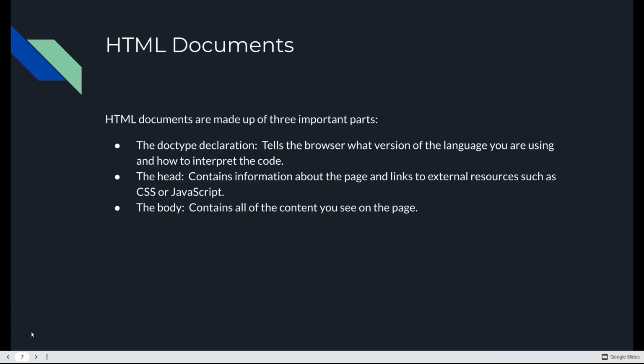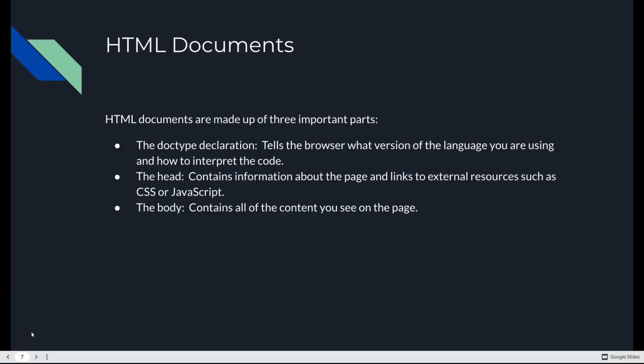Now, HTML documents are made up of 3 important parts. The very first line of your document is the doctype declaration. That tells the browser what version of the language you're using and how it should interpret the code. The document itself is then split up between the head and the body.